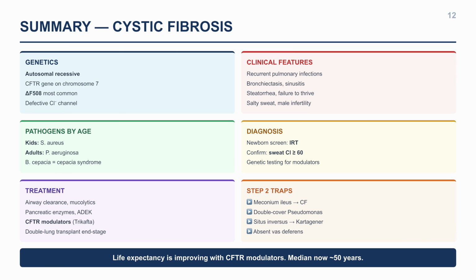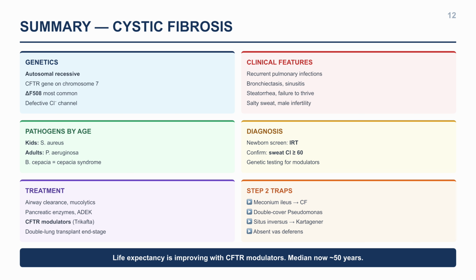Pathogens by age. Kids get Staph aureus. Adults get Pseudomonas aeruginosa. Burkholderia cepacia can cause cepacia syndrome. Diagnosis. Newborn screening with IRT, confirmed by sweat chloride of 60 millimoles per liter or more. Genetic testing guides modulator therapy. Treatment. Airway clearance, hypertonic saline, Dornase alpha, pancreatic enzymes, and ADEK vitamins. CFTR modulators, especially Trikafta, are the modern standard.